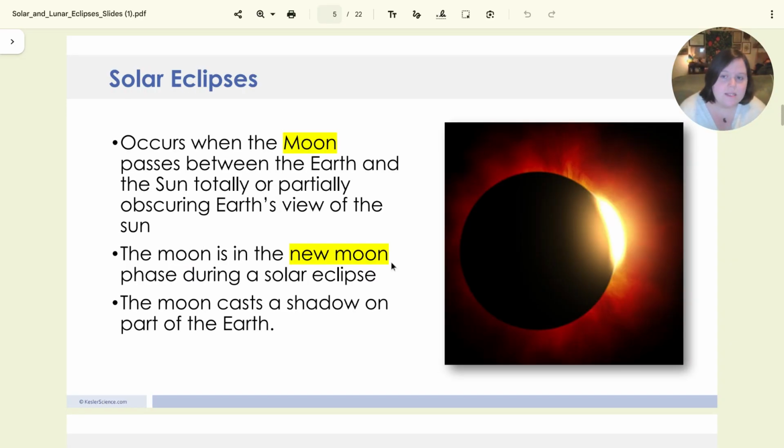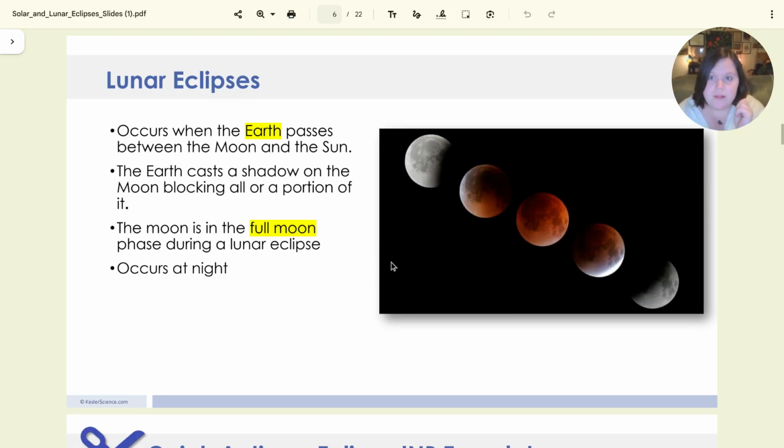In a solar eclipse, the moon passes between the earth and the sun to totally or partially obscure the earth's view of the sun. So our view of the sun, we're not able to fully see the sun. It's a solar eclipse because the sun is getting blocked. The moon is always in the new moon position for a solar eclipse. Always. That's the only time that it can happen, because that's the only time that the moon is going to come between the earth and the sun and cast a shadow on the earth. Make sure you're filling in your paper.